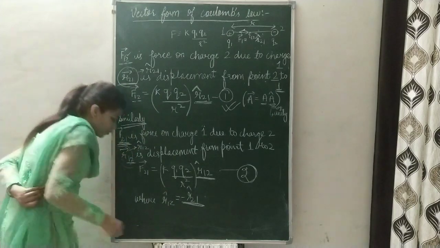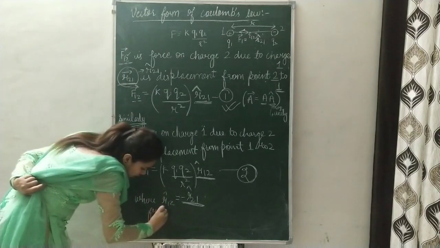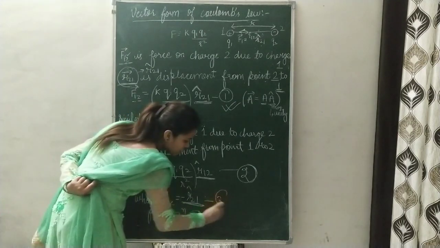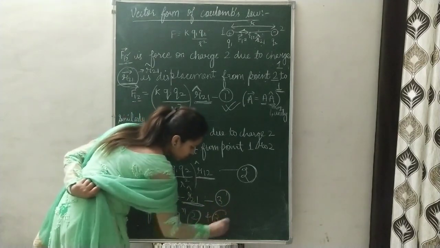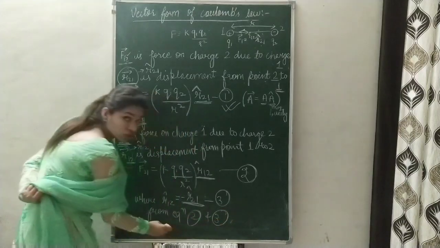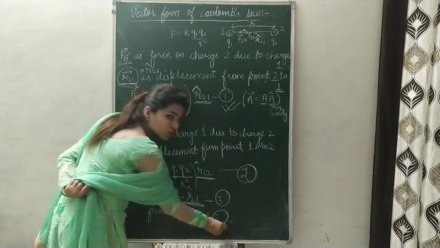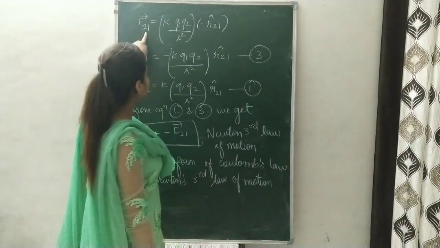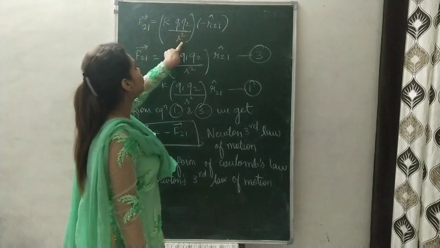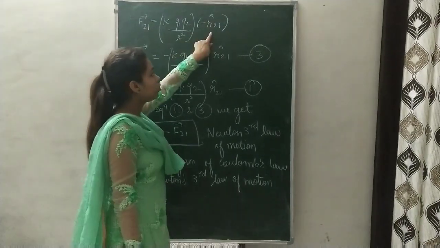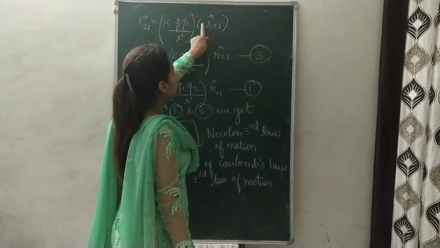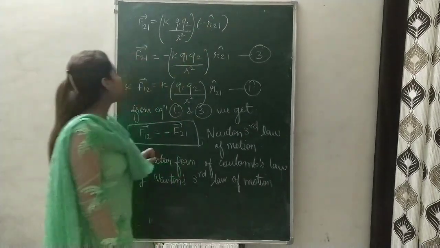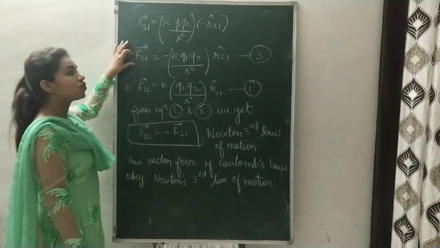from equation 2, let this be equation number 3. By combining equation 2 and 3, we get what? F21 equals K times Q1 Q2 by R square. Now instead of R12, what I have written is minus of R21 cap. This is now the third equation.